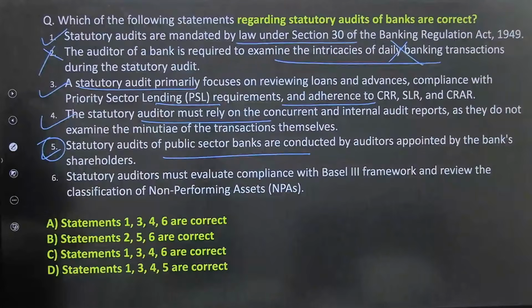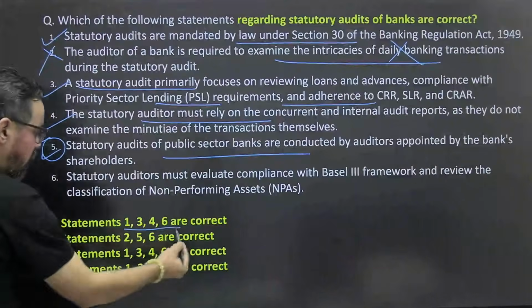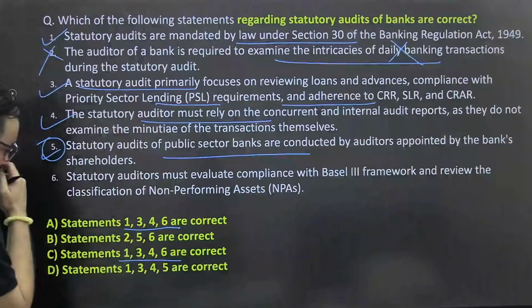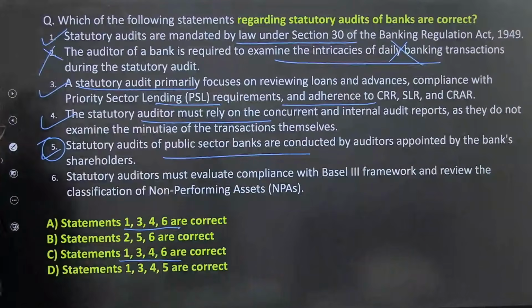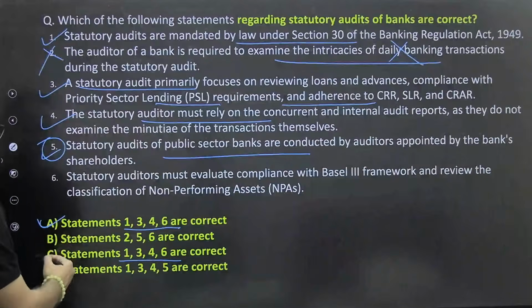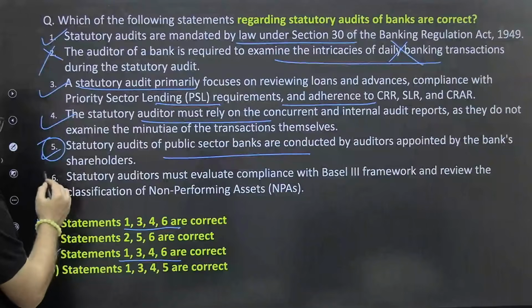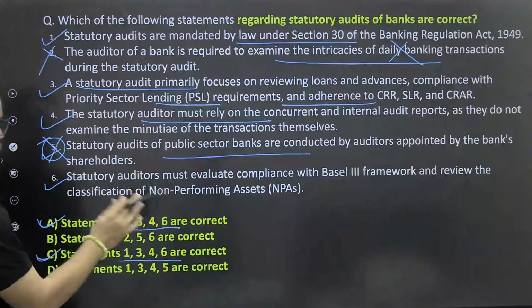So 1, 3, 4 or 6. A only, 1, 3, 4, 6. We have two options, so A or C, anyone we can go with, right? A is also the same and C is also the same, I guess. No? A, 3, 4, 6. So both are actually correct. So option A will be the right answer for this particular one. This is wrong, you will check this one.